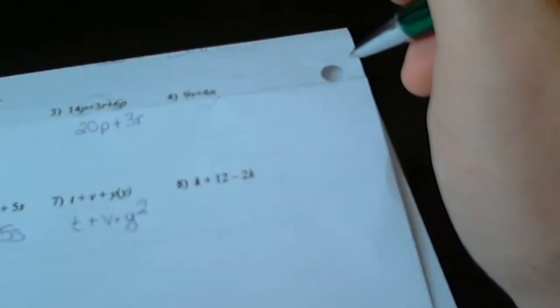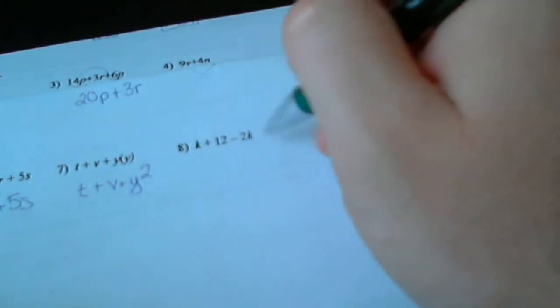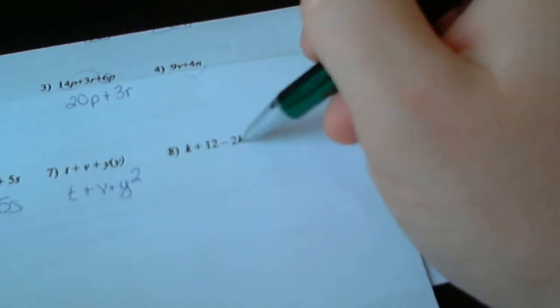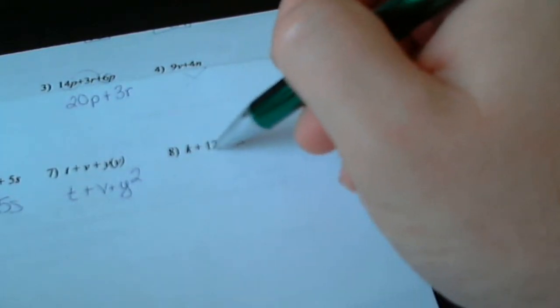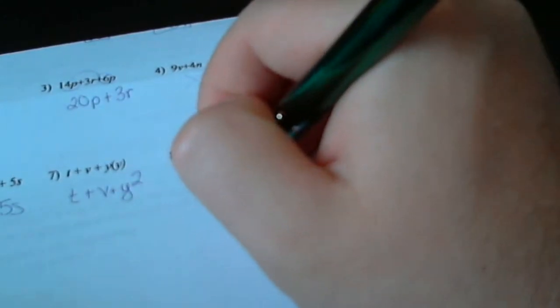Here's where the commutative property really helps us out. Notice here I have k plus 12 minus 2k. I'm allowed to take this 2k and put it together with this k before even worrying about this 12. So what I should do is rearrange my expression like this. K minus 2k, well this is 1k minus 2k, so 1 minus 2 is negative 1k plus 12.